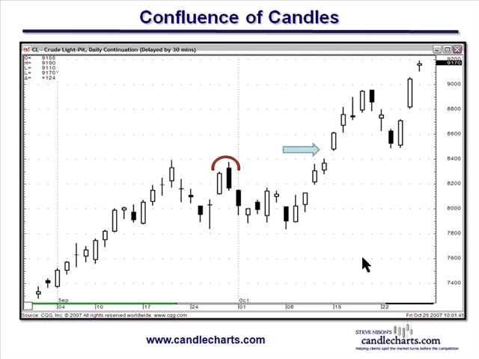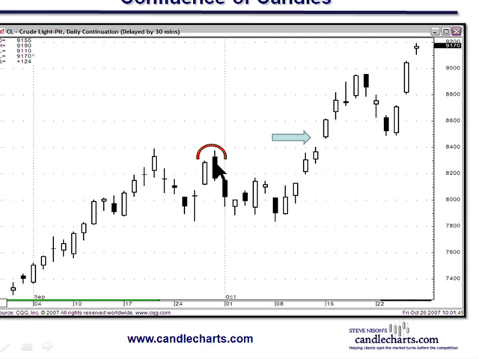But getting back, by the way, I wanted to show you this. This was a dark cloud cover. It's when a black candle gets deeply into the white candle during a rally, even a short-term rally like this. And so the dark cloud cover, notice how the dark cloud cover confirmed a resistance area. So let me show you that resistance area here.